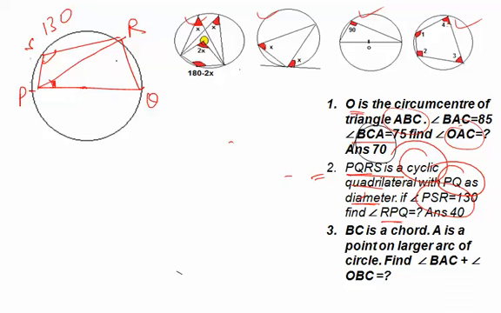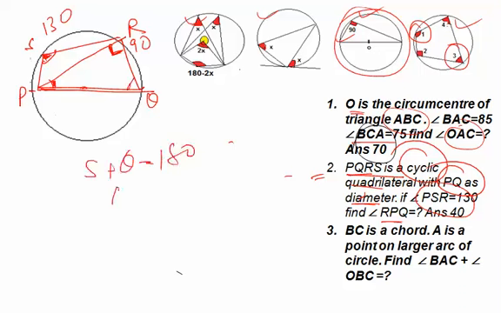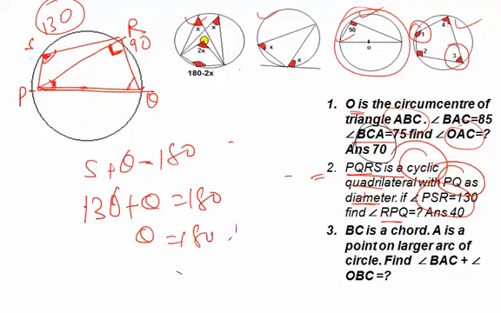So let's see. Because PQ is a diameter, let's apply this property: the angle subtended by a diameter will be 90. Let's also apply the property of a cyclic quadrilateral: the sum of opposite angles is always 180. So the sum of S plus Q is 180. S is 130, so 130 plus Q is equal to 180. This Q will be 180 minus 130, that is 50. So this is 50.